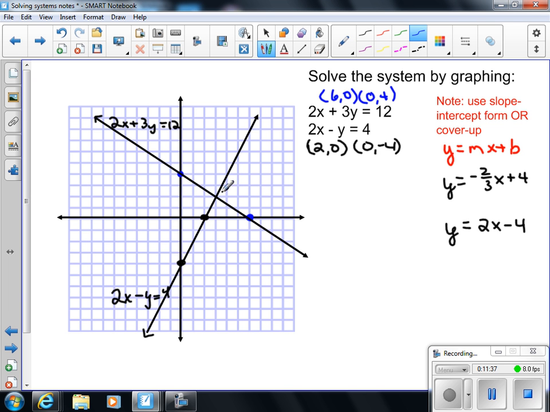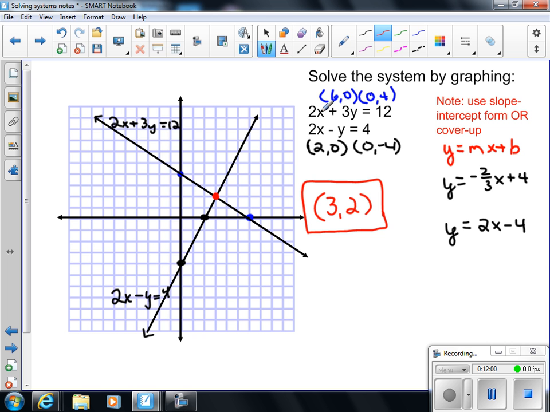And where is it that they intersect or cross? Okay, it's a nice point. It is a grid mark, an intersection, and it would be 3, 2. So 3, 2 is your solution. That is your solution. Now, what does that mean to you? What does 3, 2 mean?